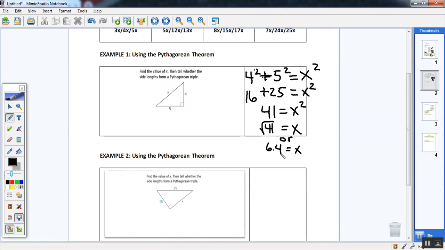So we know how to use the theorem. The question becomes, with that information, is that a Pythagorean triple, kids? No. Why not? It's not on the chart. Not on the chart. That's number 1. But number 2, this is not a whole number, is it? It's not an integer. Okay, so last part is this. Does this form a Pythagorean triple?